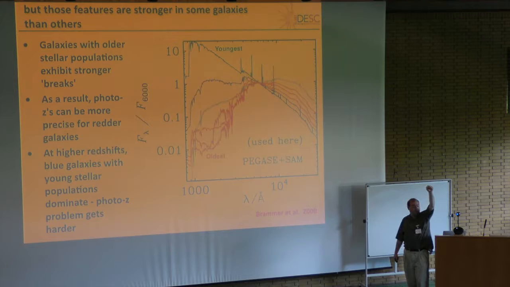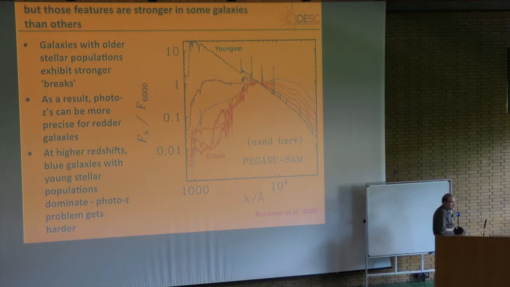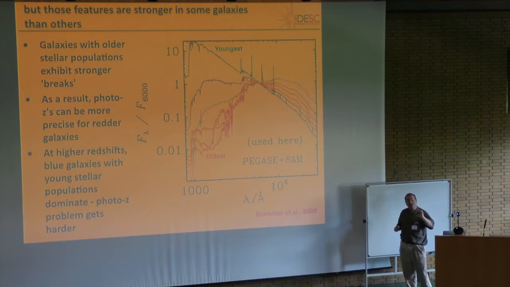And the things that look red in general at higher redshift will be extincted by dust, which gives more a continuous roll-off rather than having these strong features. And if you confuse a dusty galaxy for an intrinsically red, low dust, low star formation rate galaxy, you'll get the wrong redshift at a level that's beyond our calibration requirements.